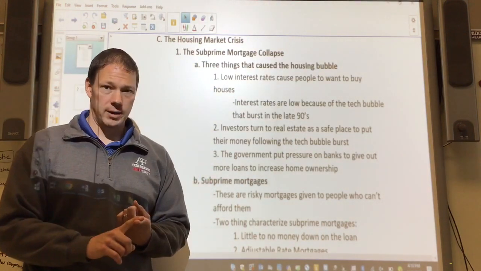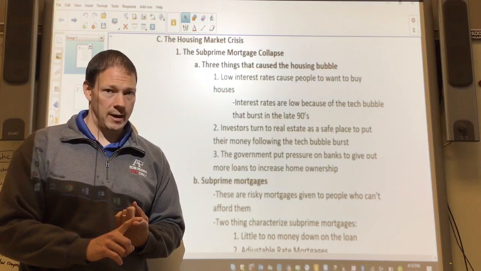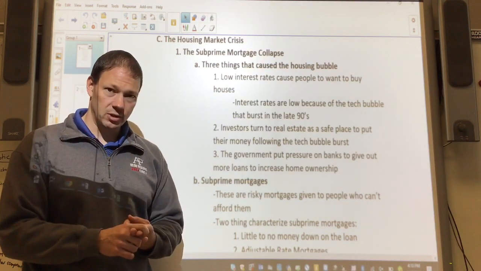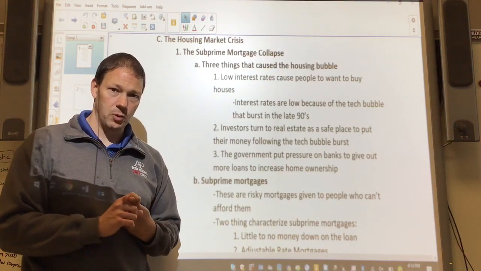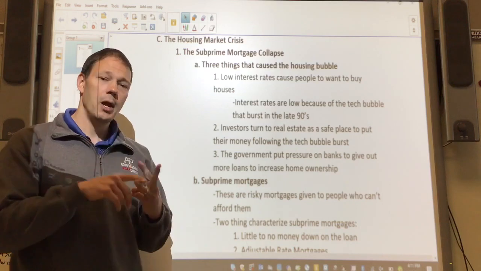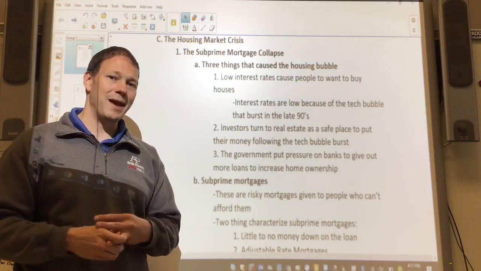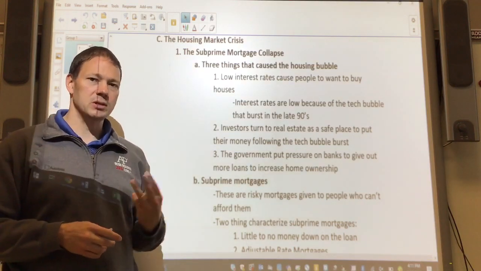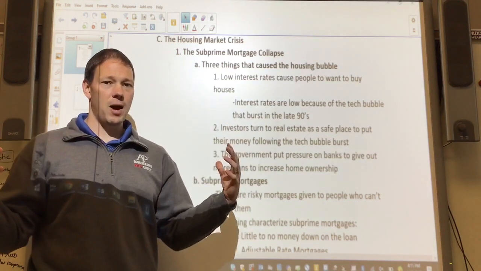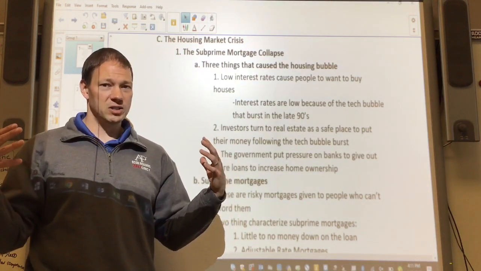Okay, low interest rates. Everyone's saying, I want to buy a home right now or buy a bigger home because interest rates are so low. Number two, investors investing in real estate as a place to put their money because the tech bubble burst and the stock market is cold. Number three, the government putting pressure on banks to give out more loans. The three of these things working together create this perfect storm where housing prices double over a 6-year period.